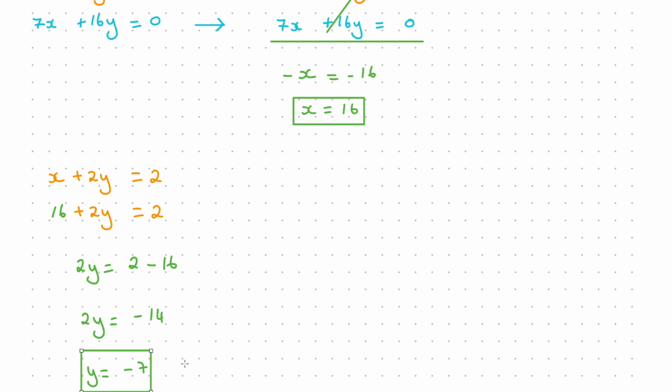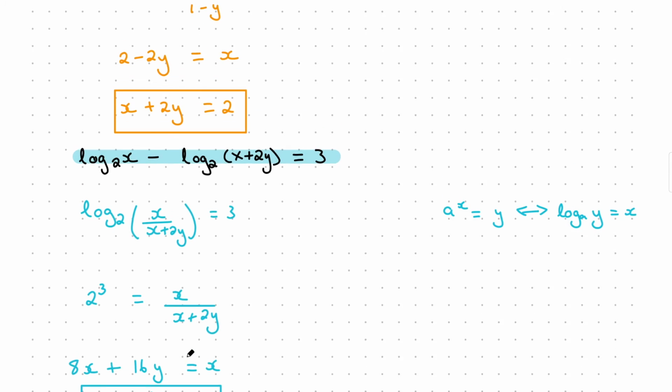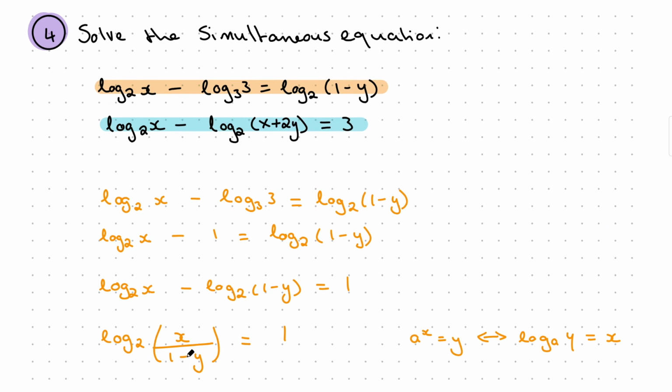So there we have the solution to our two simultaneous equations that started out with logs. And you can go back and check your answers by substituting in your values for x and y, making sure that you don't get any negative values for your logs.